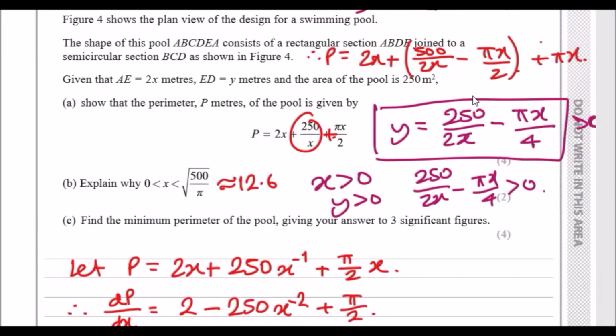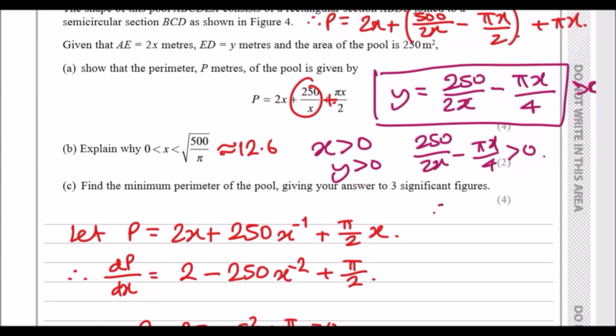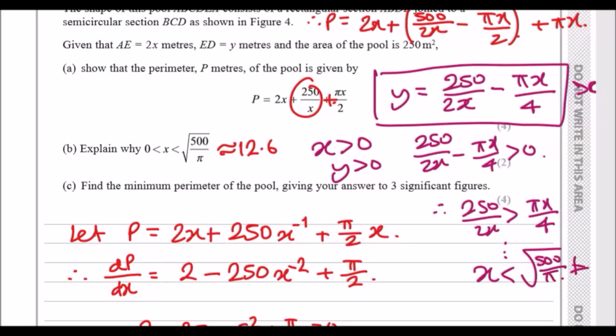Now, all you have to do is simply solve for x. So plus this across, make x the subject, and eventually you'll come to the conclusion that x is less than root 500 over pi. Now, I could go ahead and do this now. So move this to the right and tighten this up. 250 over 2x is greater than pi x over 4, and so on. Eventually you get to x less than root 500 over pi. Okay, that's it. I believe that's all we need to pick from there.